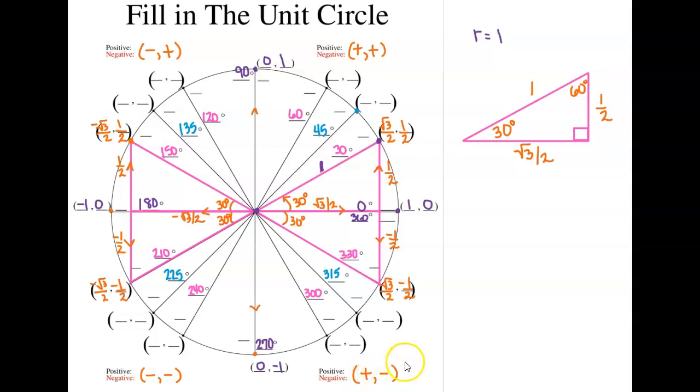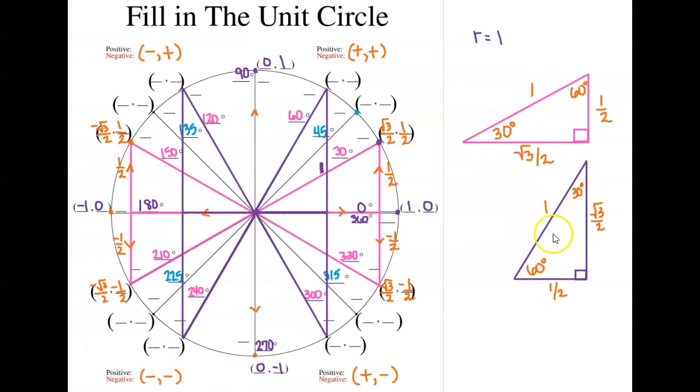Okay. So now that we've done that, we're going to look at what happens if we take this triangle and do a 60-degree rotation. We're going to take this same triangle and just flip it around, so we're going to stand it up. So we'll be doing a 60-degree rotation.